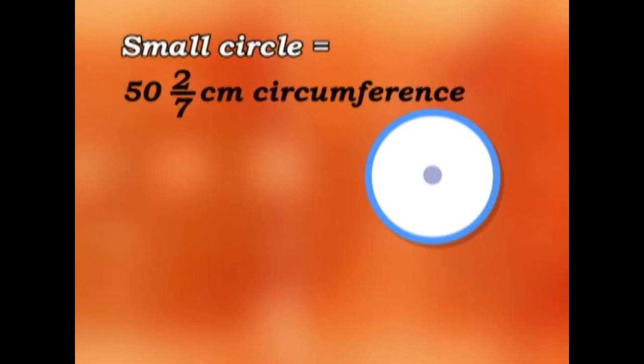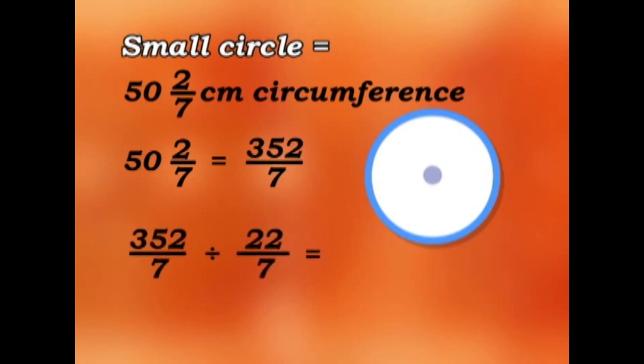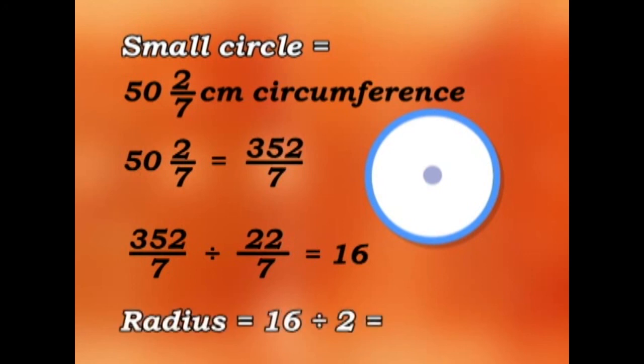Let's look at the smaller circle. We know that the circumference of the smaller circle was 50 2/7. Let's change it into sevenths. 7 times 50 is 350, plus 2, 352. 352 sevenths divided by 22 sevenths is 16. So the smaller diameter is 16, and the radius is 8.